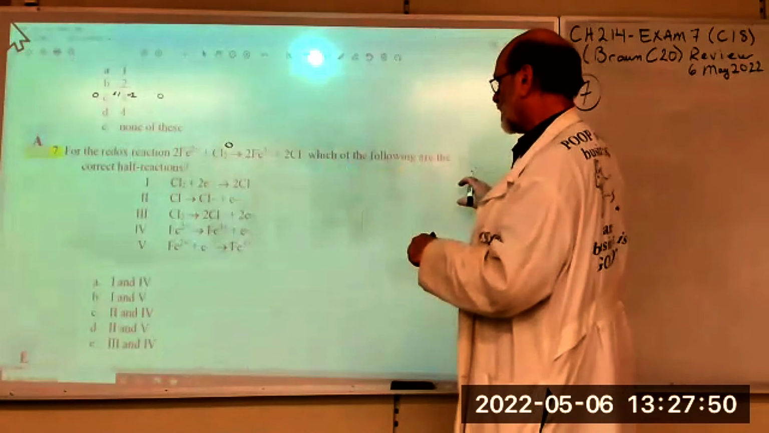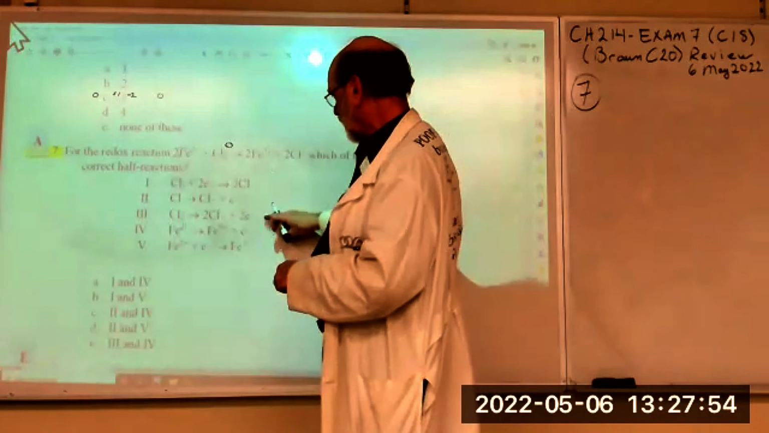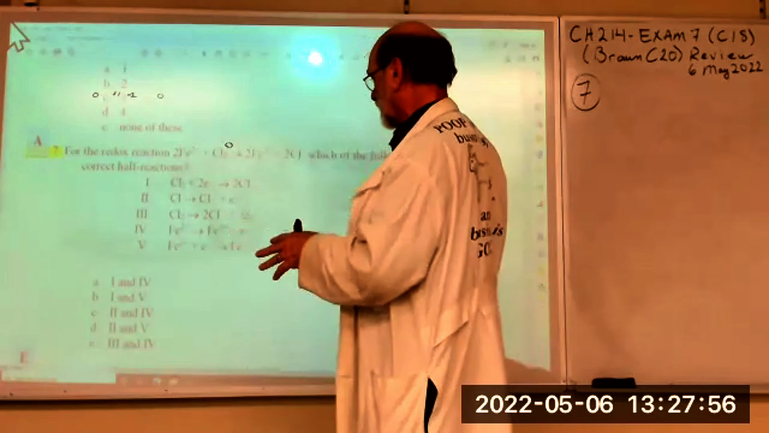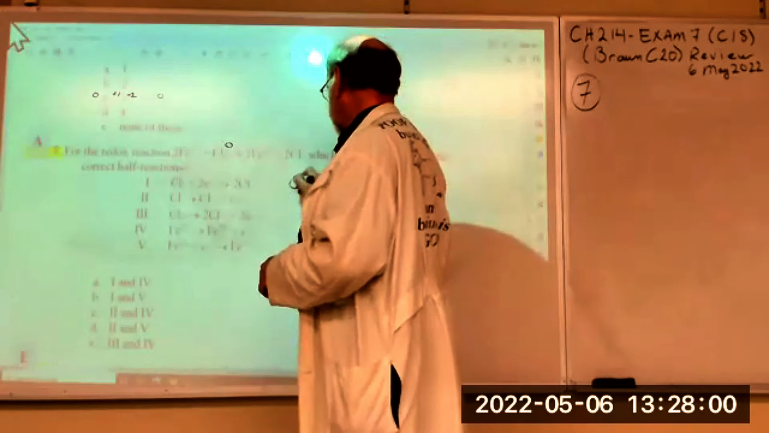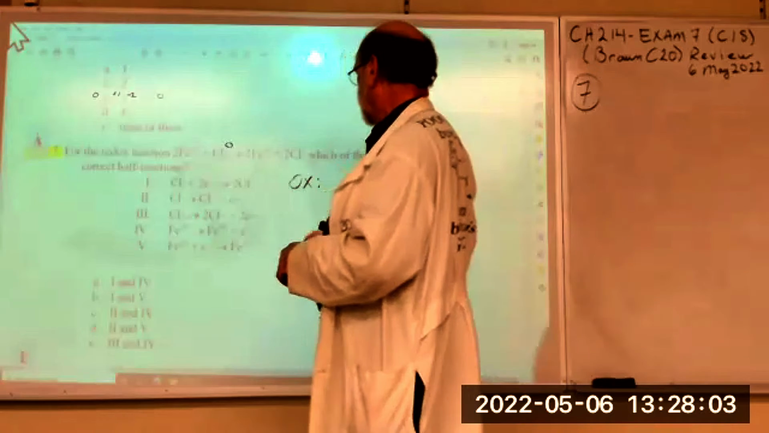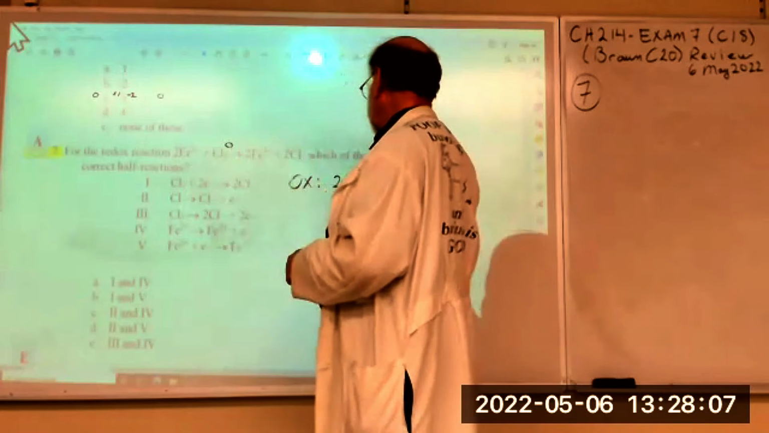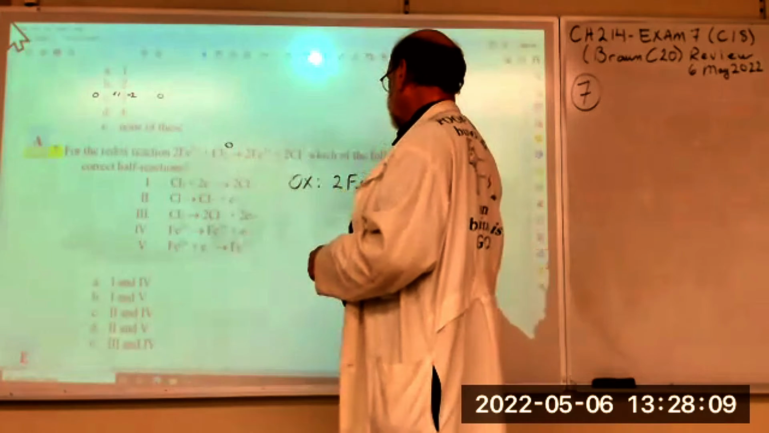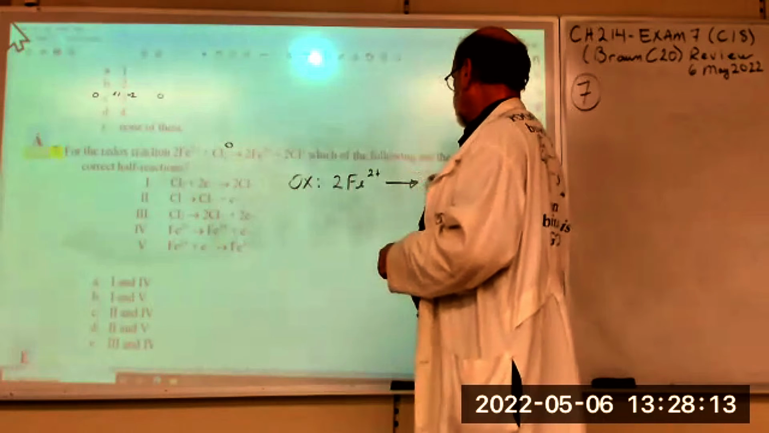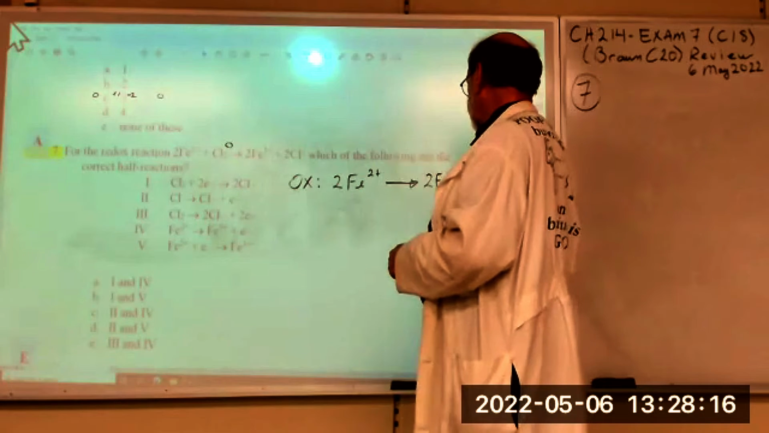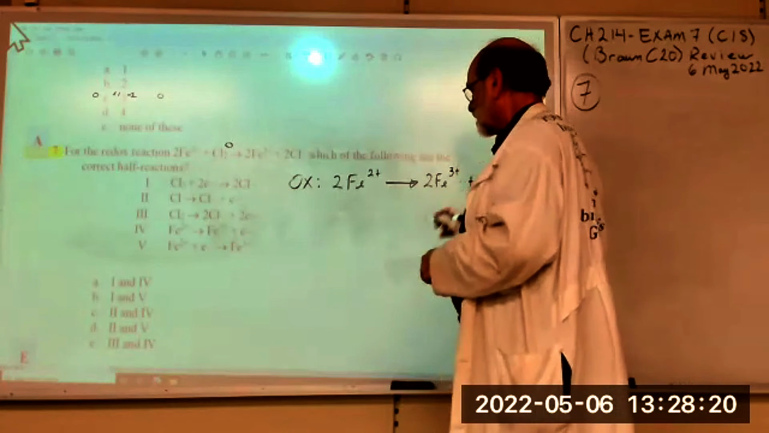So which of the following are the correct half reactions? Okay. So one of these with the chlorine and one of these with the iron is going to be the correct ones. So let's say, what's the oxidation step? Oxidation means we had to lose an electron. So we went from this iron to Fe2+ to 2Fe3+. And that means 2 electrons.